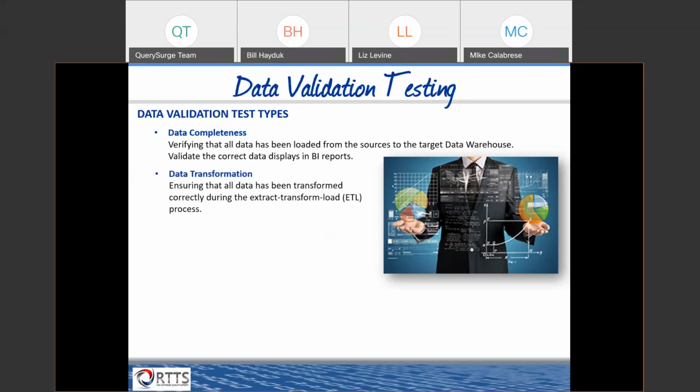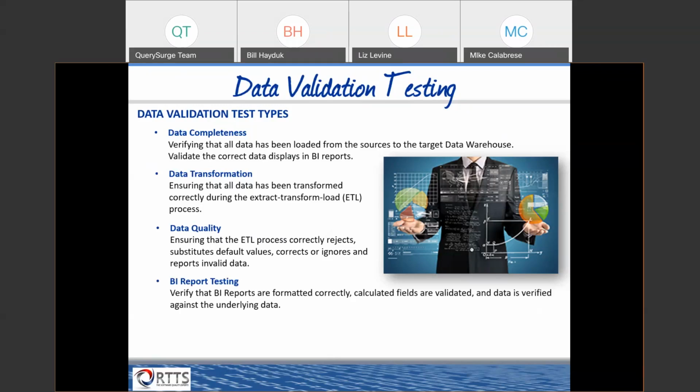In addition to data being completely moved through your system, there should be a focus on the data transformation. So is that data being updated and transformed properly as it moves from your source to your target systems? Data quality is also a big piece of this. So as data is coming in from all of these source systems, is the ETL process correctly rejecting or substituting any incorrect values? Is the process able to handle and report on those bad sources of data, or does it just break entirely? Those are important things to understand.